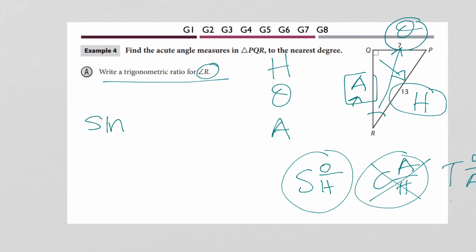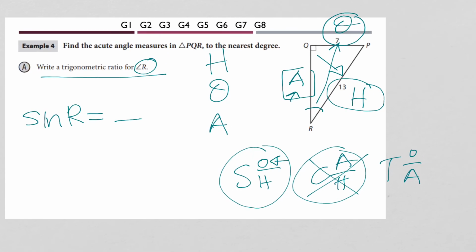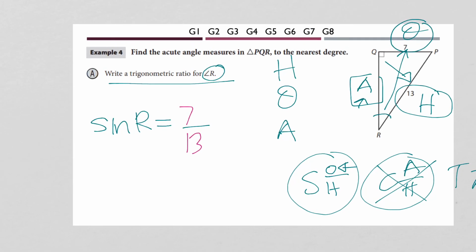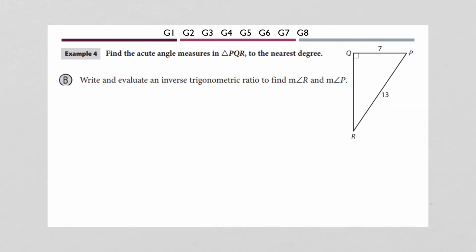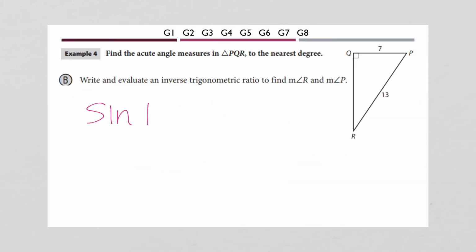So sine of angle R is going to equal the opposite length. The opposite length is 7, right? Opposite of angle R, divided by the hypotenuse, which is across the right angle. So 7 over 13. So this is my first step. Okay, write and evaluate an inverse trigonometric ratio to find the measurement of angle R and the measurement of angle P. Well, I'm going to use what I got from part A. So sine R is equal to 7/13.